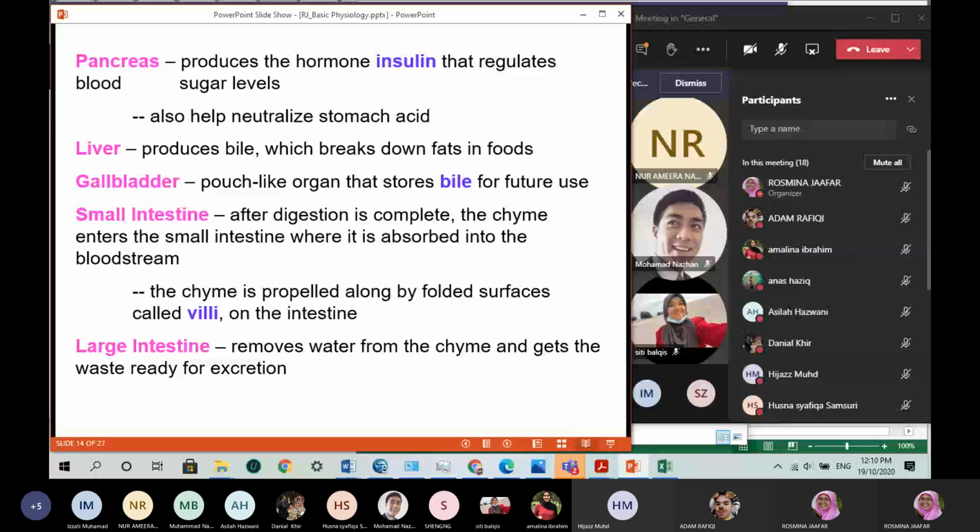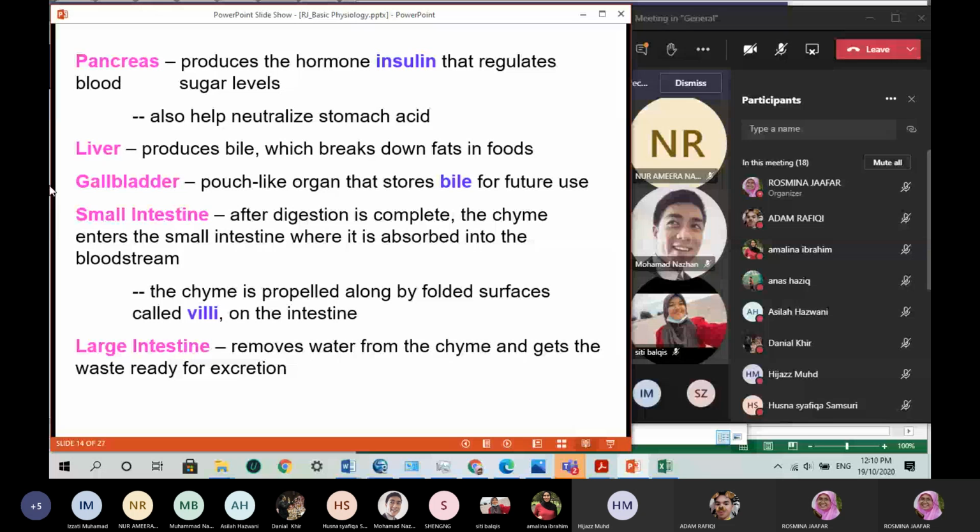The small intestine is the long tract in the body. The length of the intestine is on average about 25 feet, which is very long because digestion is a slow process. In order for you to completely digest food, it takes about 4 to 6 hours. So that's why you need to eat every 4 to 6 hours.